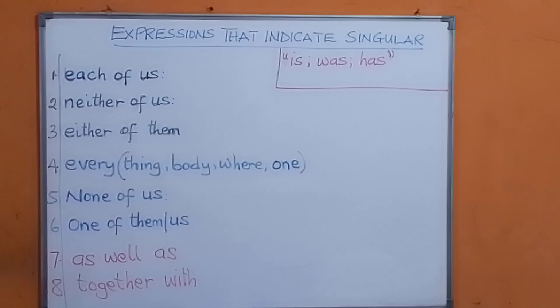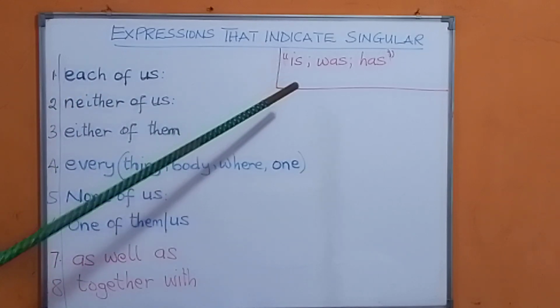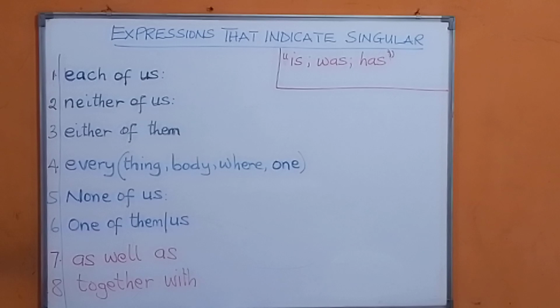Each of us is not known. Each of us has our faults. Each of us was to be reckoned with. Each of us is, each of us was, or each of us has his own faults. So you see that each, that is one, of us is talking about singular here. So you say each of us is, or each of us has, or each of us was.